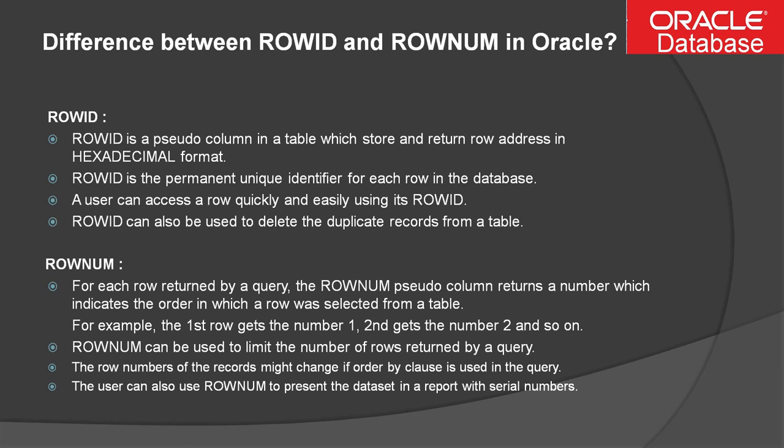The user can also use row num to present the data set in the report with a serial number, right? So I have already shown you row number. You can assign the alias even, and if you want to generate your data for reporting purposes, then you can basically use these features to show the result in a sequential format, right?